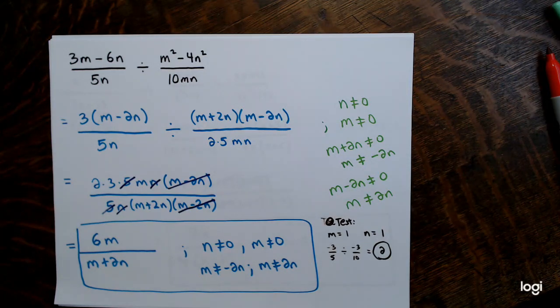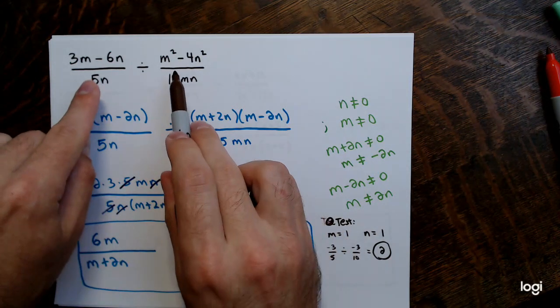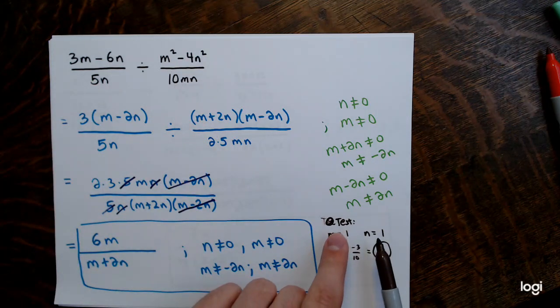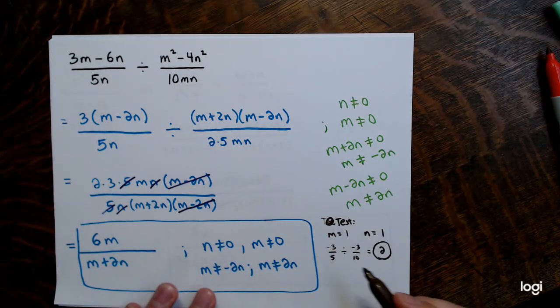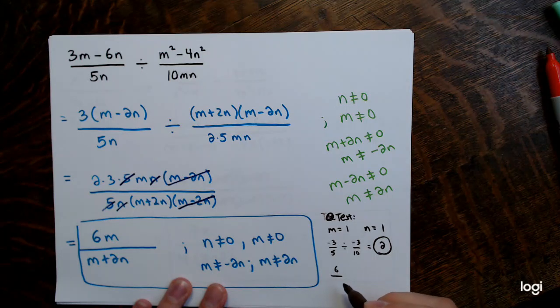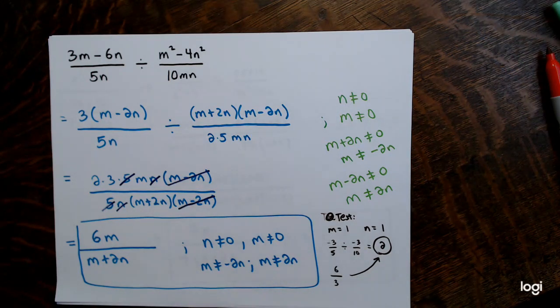Now that's when I plug those in to the original. What if I plug in 1 and 1 here? So I'd have 6 times 1, or 6, in the numerator, divided by 1 plus 2 times 1, which is 3. 6 divided by 3 is 2. They're the same thing when m is 1 and n is 1, and they should be the same value.